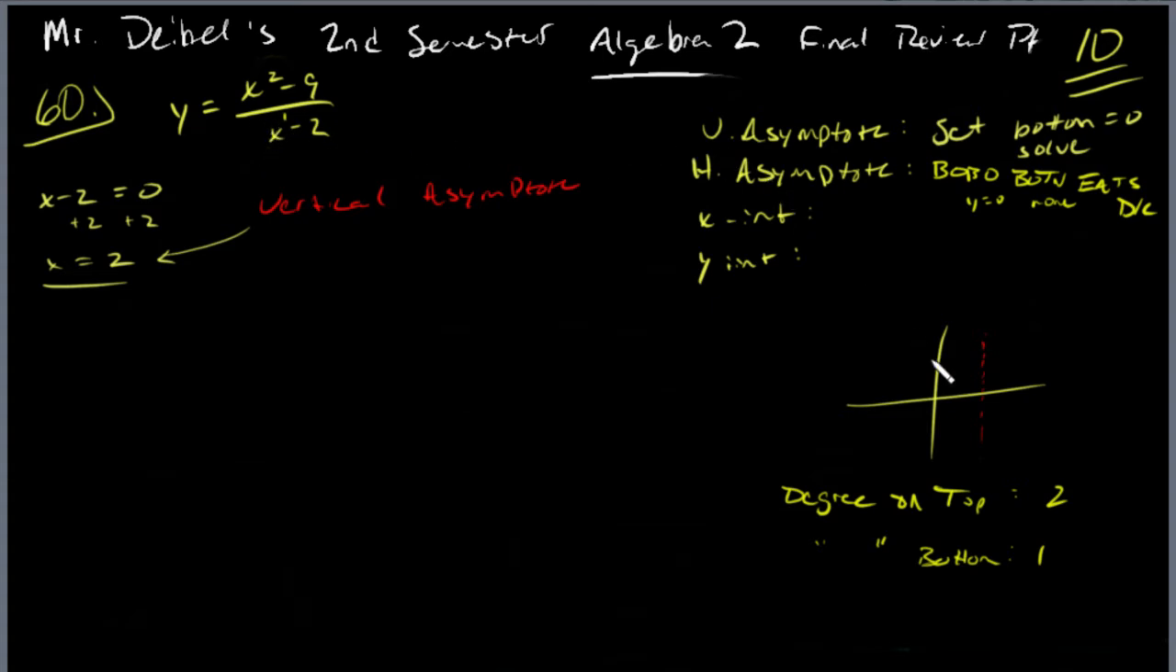But in this case, the top has a degree of 2 and the bottom has a degree of 1, so it is bigger on top, so we have none. So your horizontal asymptote is none. And that's because you're bigger on top, so you have none.